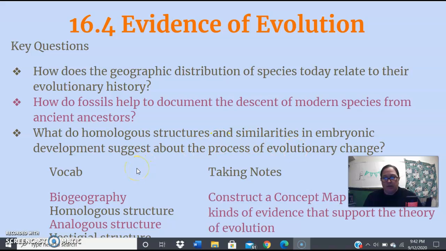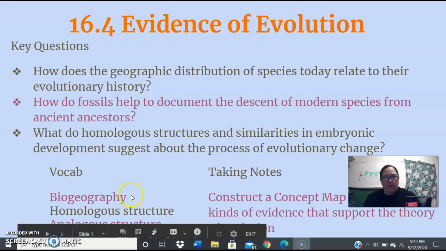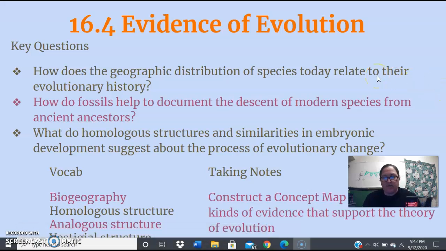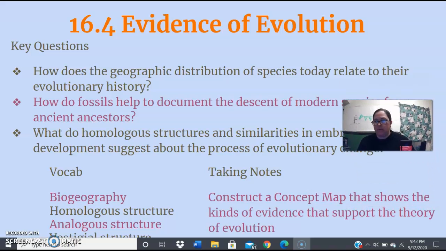Some vocabulary. You should get the definition. Biogeography, homologous structures, analogous structures, and vestigial structure. I don't know if you can see that. We'll find out. It'll come up later anyways.